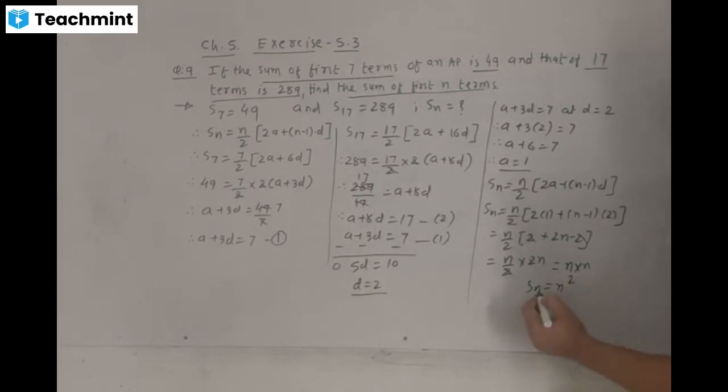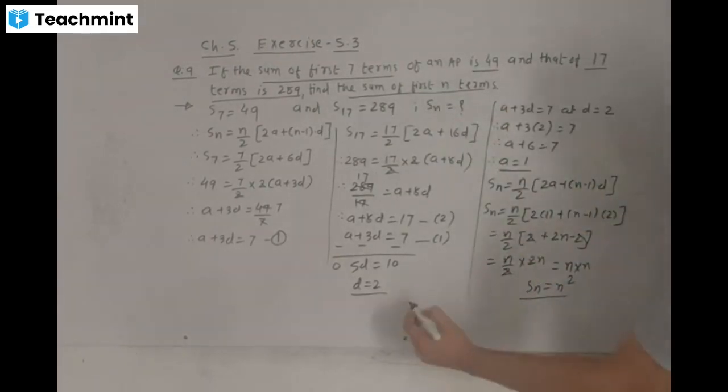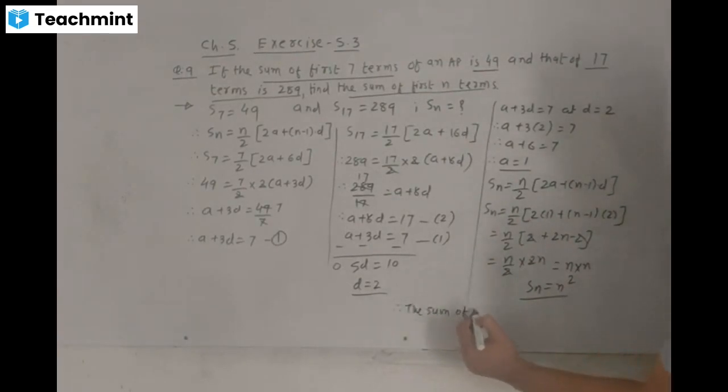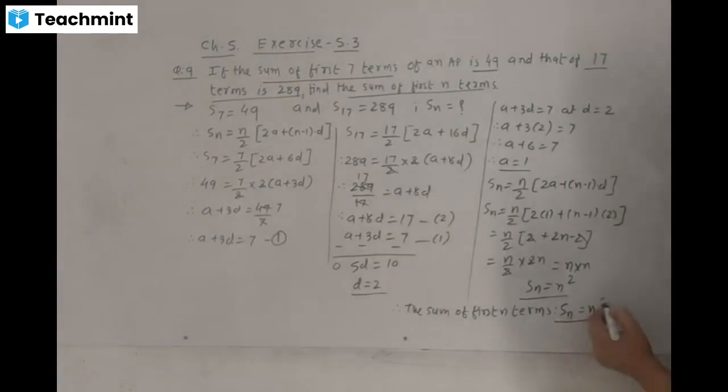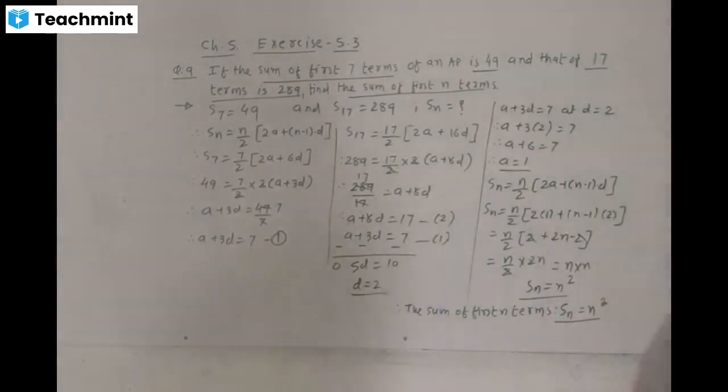Therefore, the sum of the first n terms, Sn, is equal to n squared, and that is the final answer. Okay.